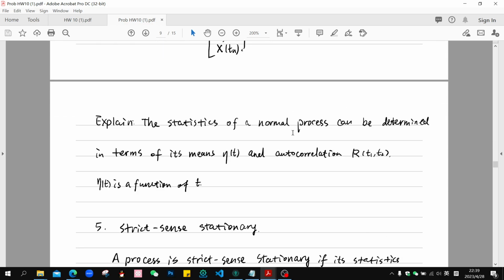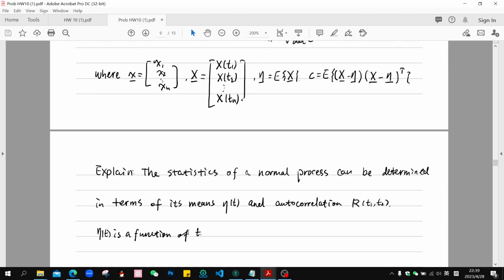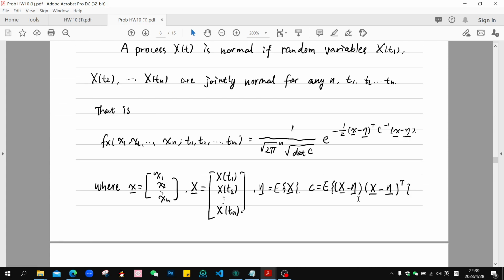The statistics of a normal process can be determined in terms of its mean, eta(t), and autocorrelation R(t1, t2). And eta(t) is a function of t. That's this.